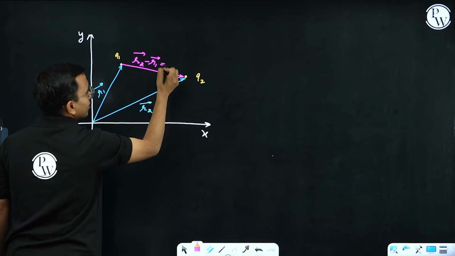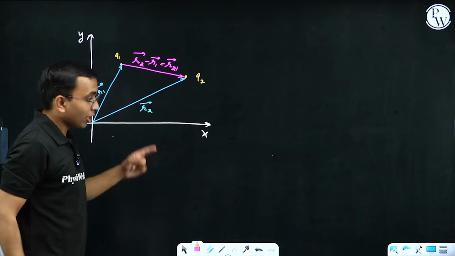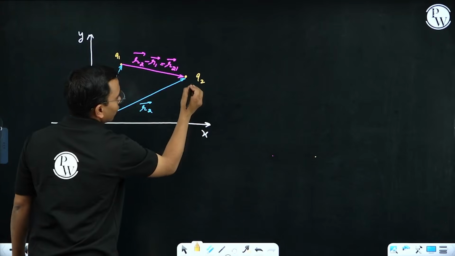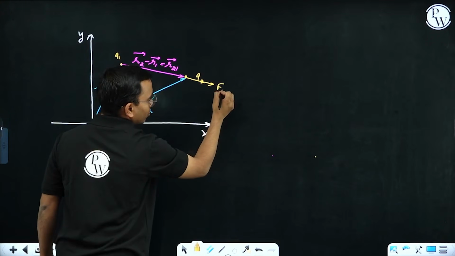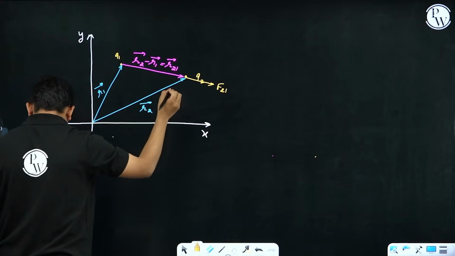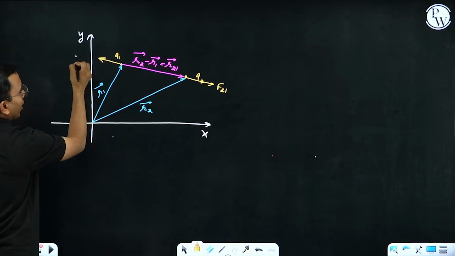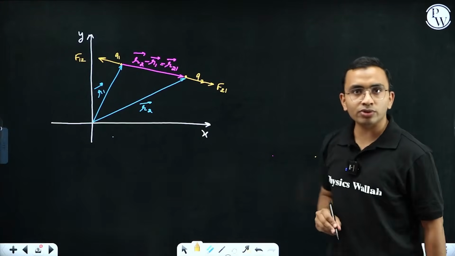And let us write it as r21. Okay, now if I show the forces, force on q2, that is in this direction, force on 2 due to 1, and force on q1, that will be in the opposite direction like this, F12. Now you will say, sir, how can you say the direction of force is like this?